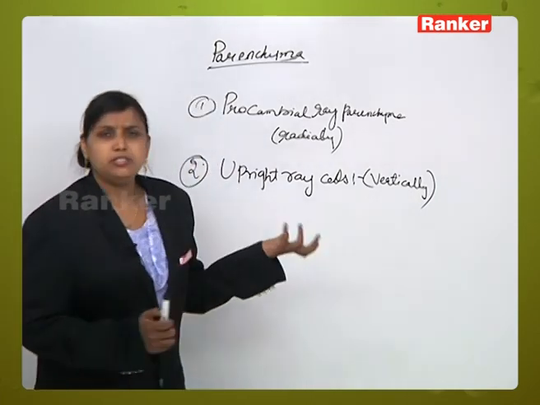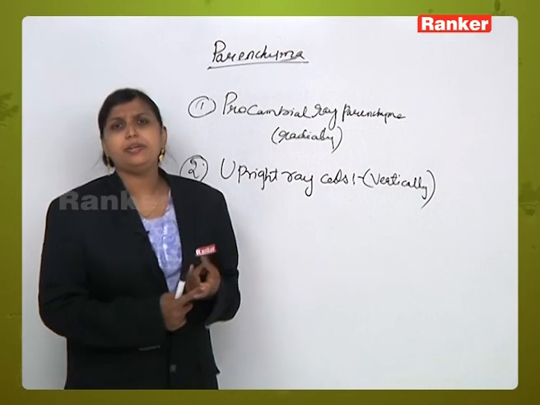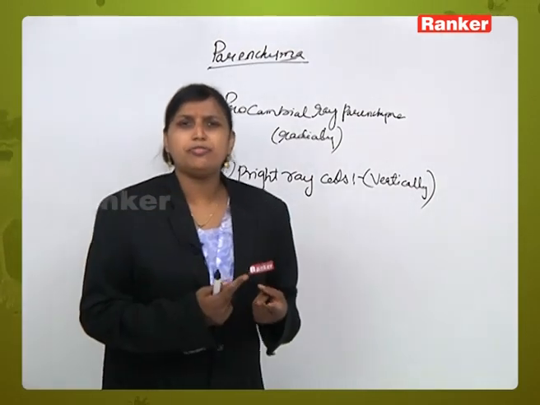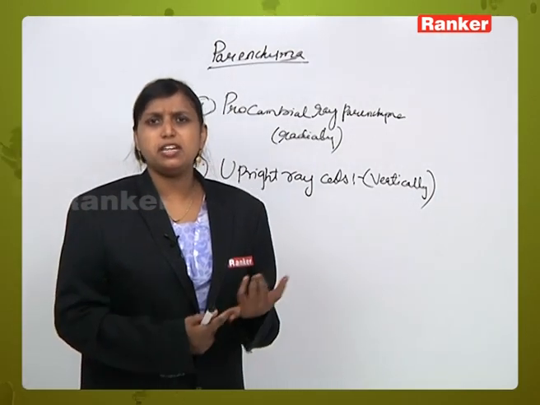And we also said there are four different components of xylem tissue: tracheids, fibers, vessels, as well as parenchyma.